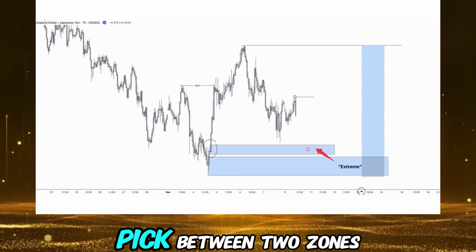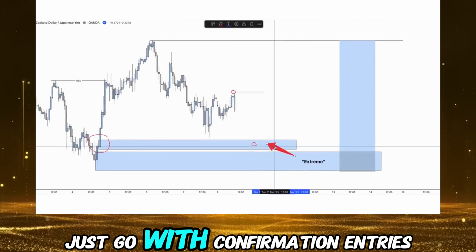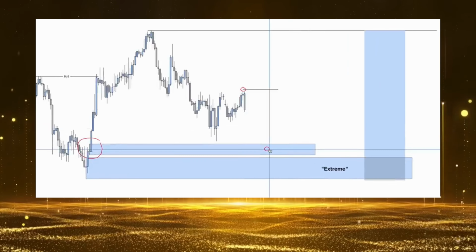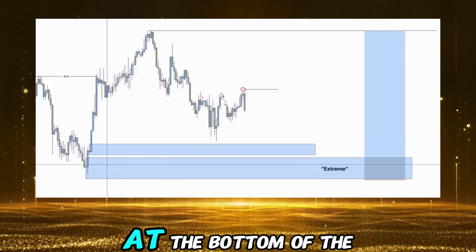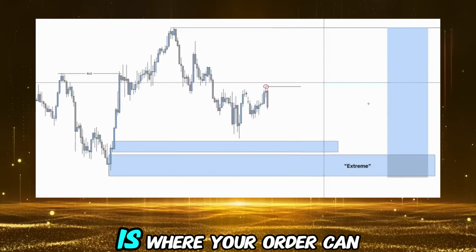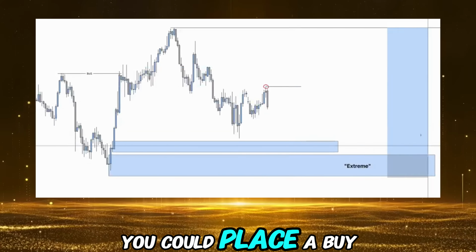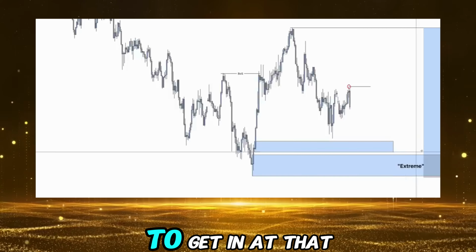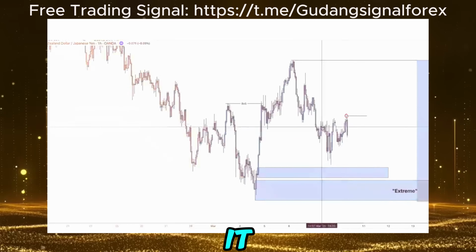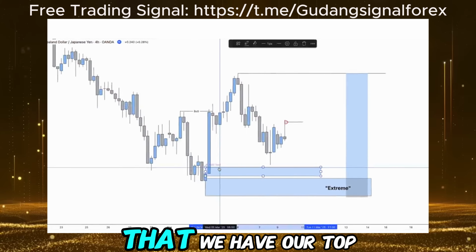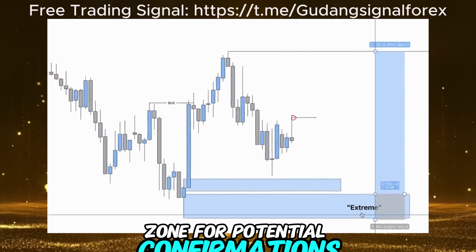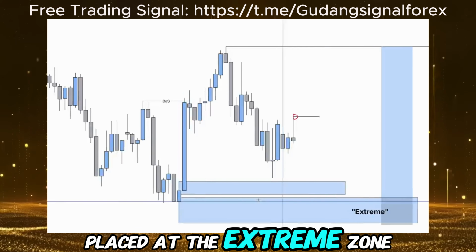So that's how you would pick between two zones. Just go with confirmation entries on any top zones, and then the lower zone, the extreme zone, the furthest from price at the bottom of the leg of price action is where your order can be placed. You could place a buy limit there because you'd be quite happy to get in at that point if the market got to it. So if we jump back to the 4-hour time frame now, we can see that we have our top zone for potential confirmations and we have an order placed at the extreme zone.